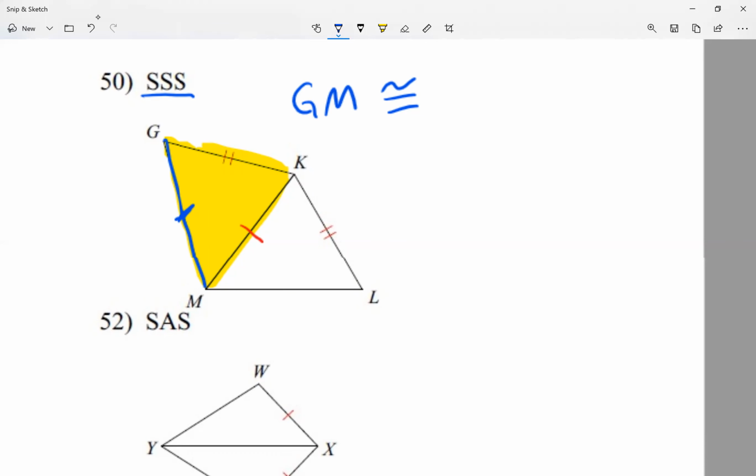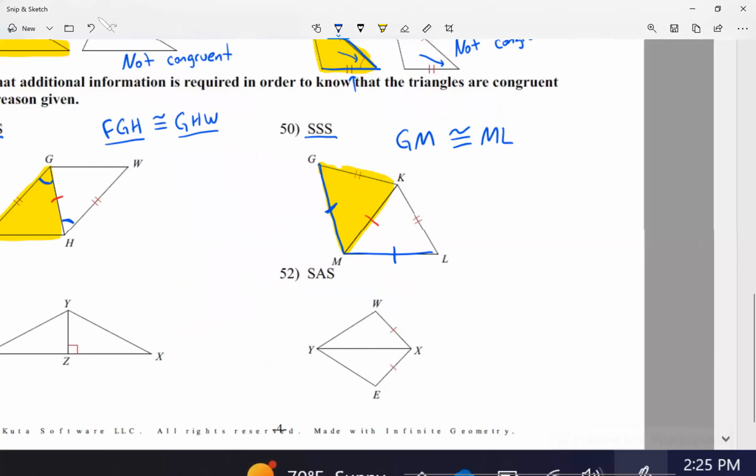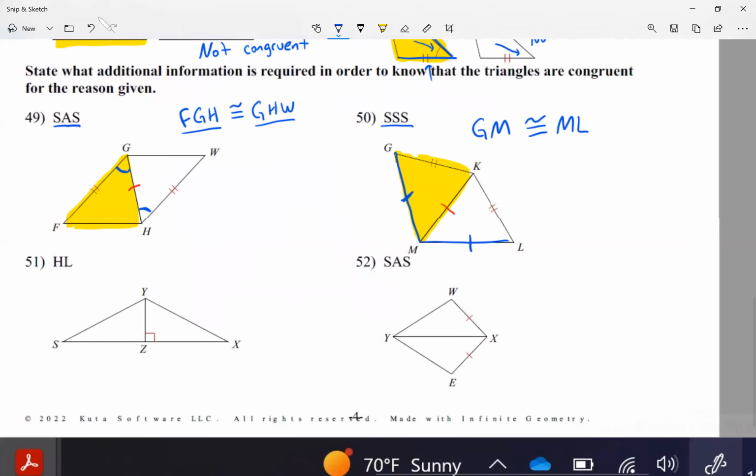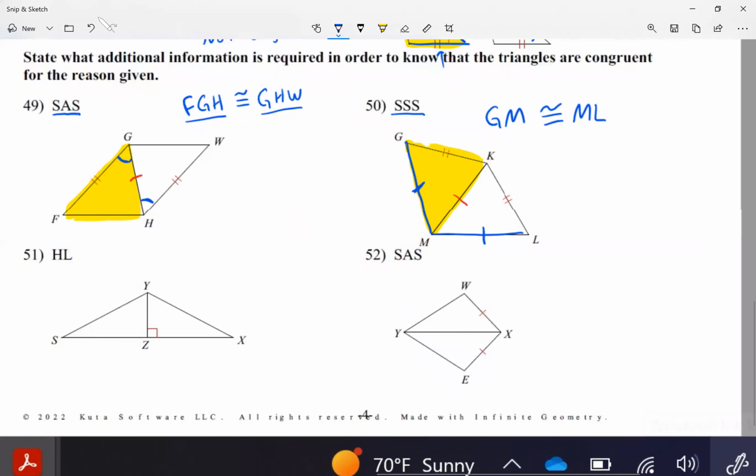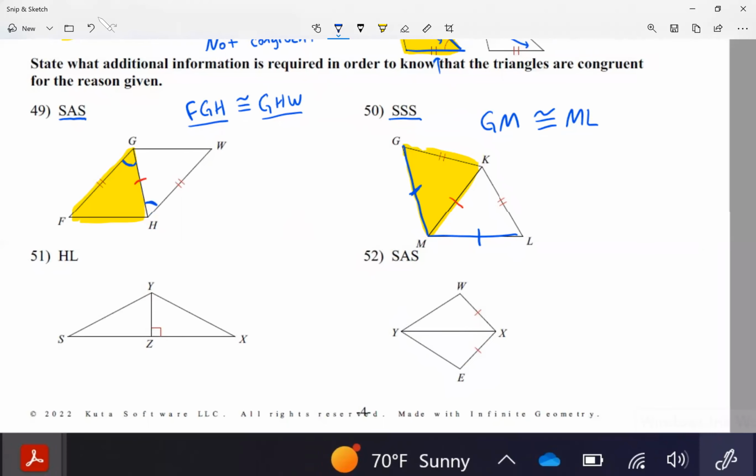Now, on the other triangle, which side are we missing? Well, I'm missing this side. So I'm going to call that ML. If you call it LM, it's fine. When it comes to sides, we always use two letters. When we come to angles, it's either one letter or three letters. If there's multiple corners at that letter, we have to use all three.